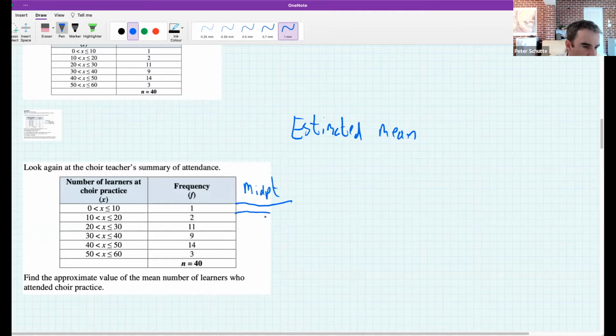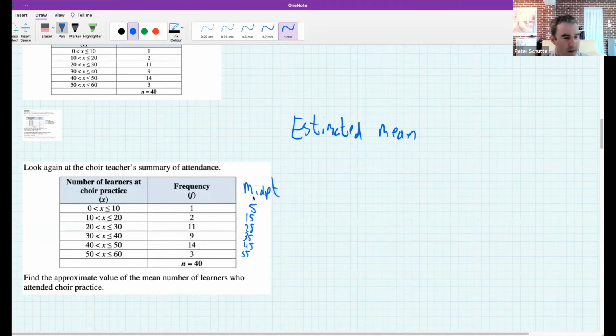I'm going to add an extra column here. Put it in the chat. It's going to be 5. Piece of cake, right? So 5. Then the midpoint between 10 and 20 is going to be 15. Between 20 and 30 is going to be 25. Then it's going to be 35, 45, 55.